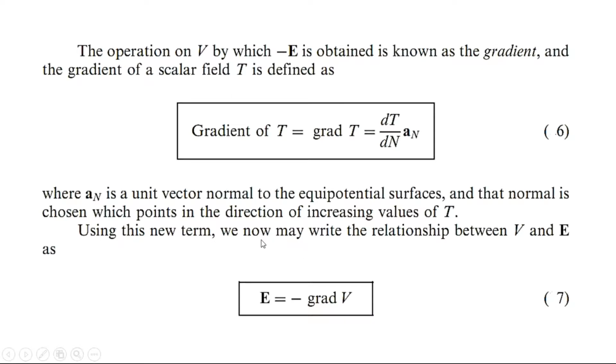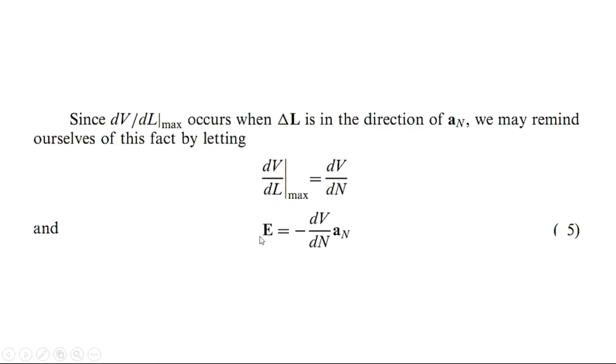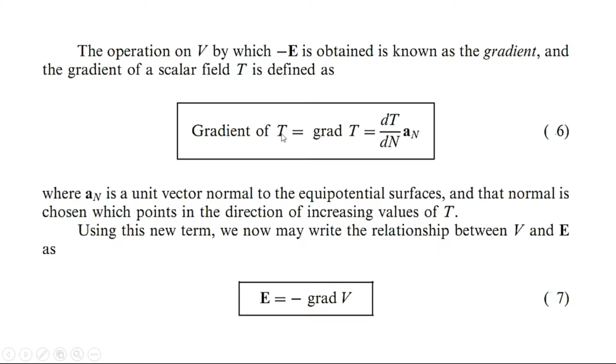So using this new term, we may now write the relation between V and E as E is equal to minus gradient of V. We defined the gradient of a scalar field T as dT by dn into an. So the gradient of a scalar field V will be equal to dV by dn into an. So E will be equal to minus gradient of V.